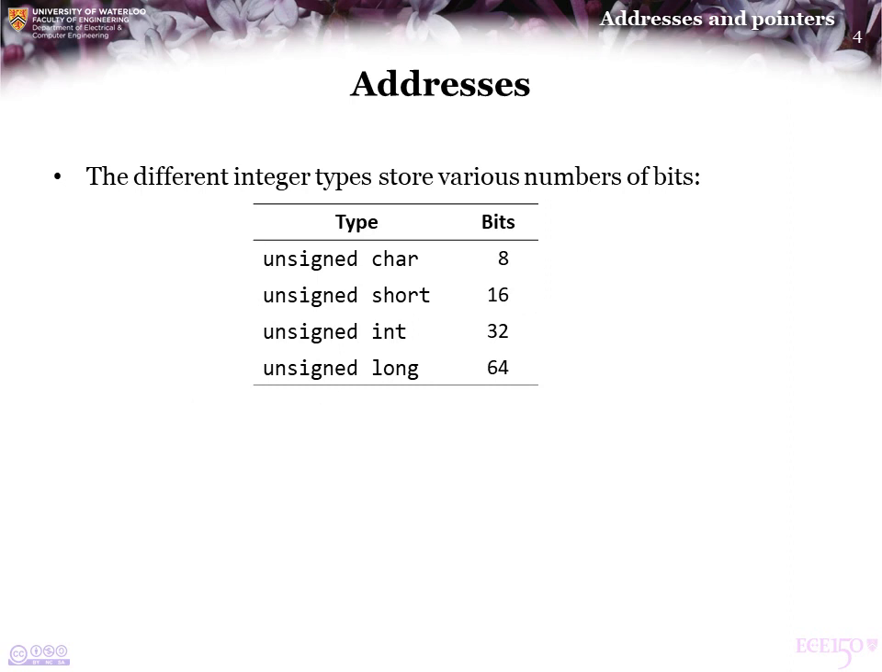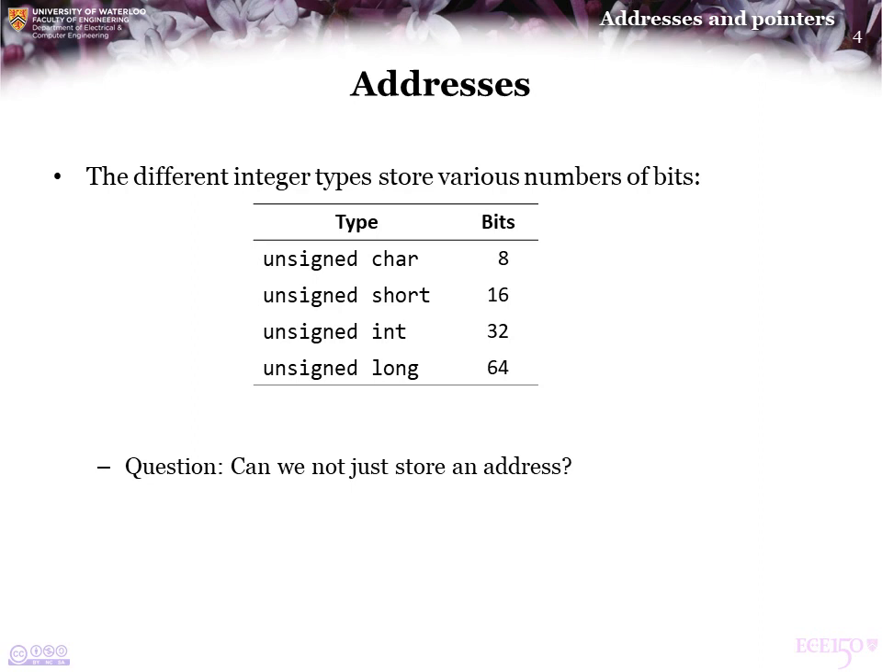Now, you will recall that integer data types store different numbers of bits. So an unsigned char, why unsigned? Well, addresses probably should start at 0, and we probably don't require negative addresses. An unsigned char stores 8 bits, unsigned short 16, unsigned int 32, unsigned long is 64, unless you're on a Microsoft compiler, in which case it's 32, and you have to use an unsigned long long, but that's an aside.